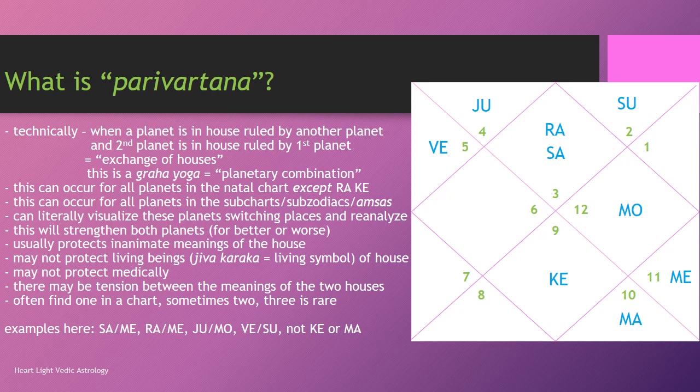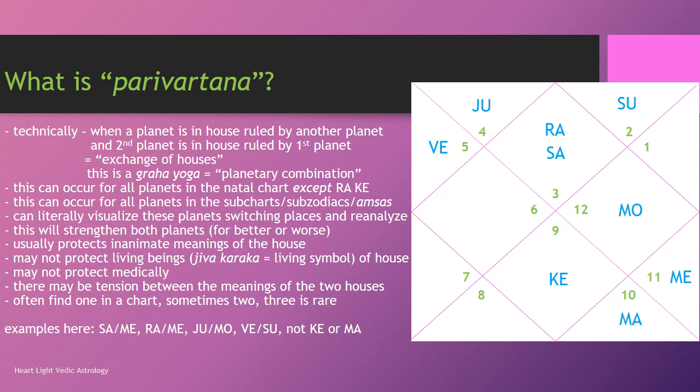So then if we move on to the second house, you have Jupiter in Cancer. Cancer is ruled by the moon. And the moon, so where's the moon? The moon is in Pisces, which is ruled by Jupiter. So again, in this chart, you can get a Parivartana exchange of houses between Jupiter and moon.